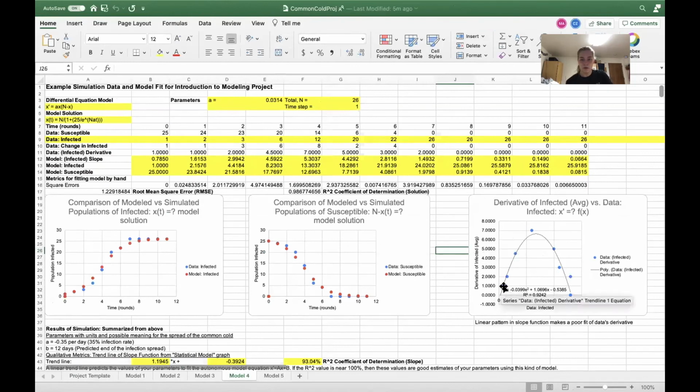So we also noticed that on this parabola of the data, infected versus the derivative of infected, the trend line of a parabolic x squared equation fits the data pretty well. And here the coefficient on the x squared is negative 0.0399, which is pretty close to 0. So again, we're finding that a is pretty close to 0.